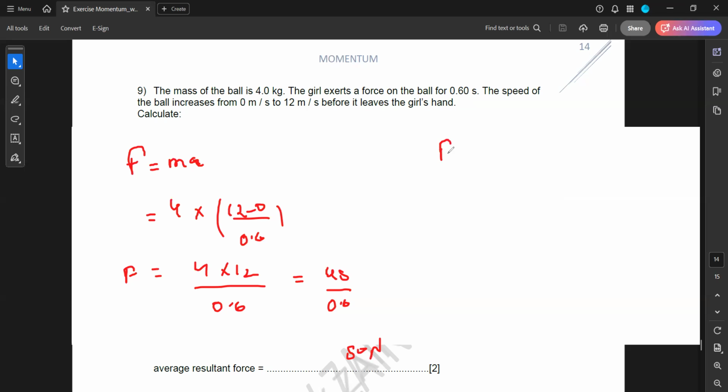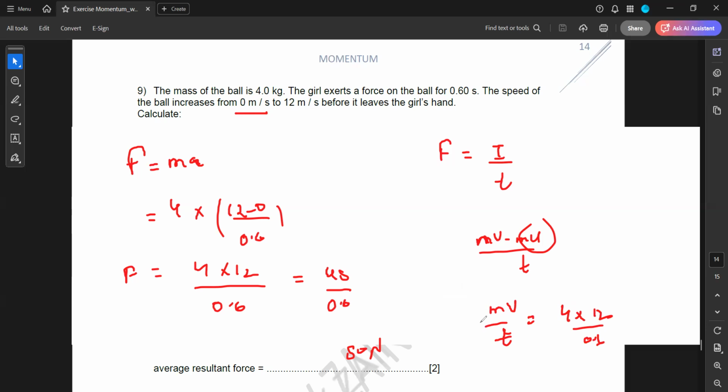I can also use this formula: impulse divided by time. Force is also the change in momentum divided by time. Yes, Abdullah? I had a question: would the momentum be considered as the change in impulse? Yes, if an object starts from rest or an object stops, then the change in the momentum is the same as the momentum because one of the values is 0. In this case, the object starts from rest, so this will be 0. So it means the momentum divided by time: mass 4, velocity 12, and time 0.6. Again, I'll get the same answer.